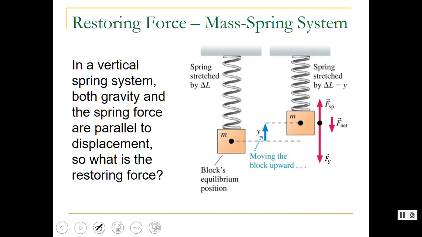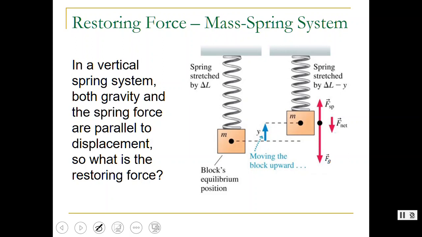So gravity isn't. But doesn't it seem like we should have to consider the gravitational force? Well, yes and no. It's there, but it's not actually part of the restoring force. And here's why. Because when we stretch the spring by putting a mass on it, it already stretches.